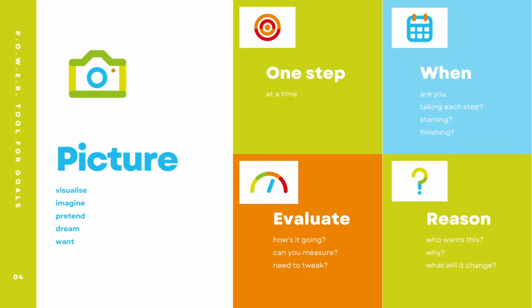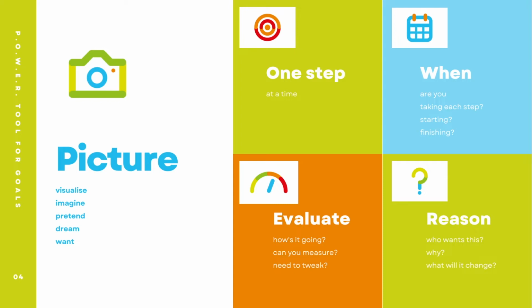So, each of the 5 ingredients or steps needed for making changes in your life are represented by the 5 letters in the word power. P is for picturing your goal, visualizing, imagining, pretending you're there, dreaming of it, wanting it. Even if you're not a visual person, there is some form of imagery that is going to help you keep your focus. O is for one step, taking one step at a time, and I'm a great believer in baby steps being the way forward, whether your goal is small or big.